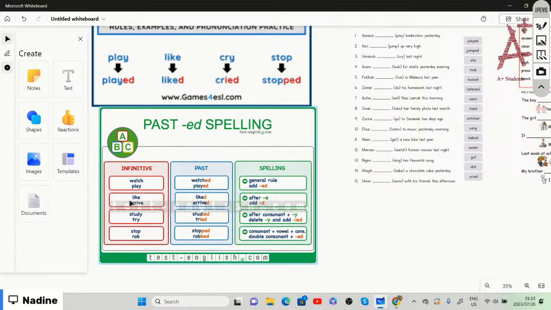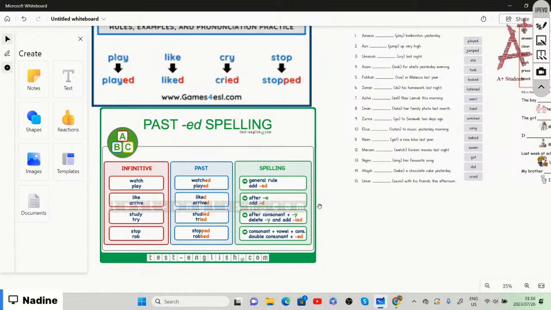All right, now we have like. I remember earlier on I mentioned that if your verb ends with an e, for example, like or arrive, then instead of adding an ed to the word like or arrive, we are just going to add a d. So once the word ends with e, after the e, we're just going to add a d. So you're not going to add the ed, because then it's as if it's going to be a double e. So we basically just add a d.